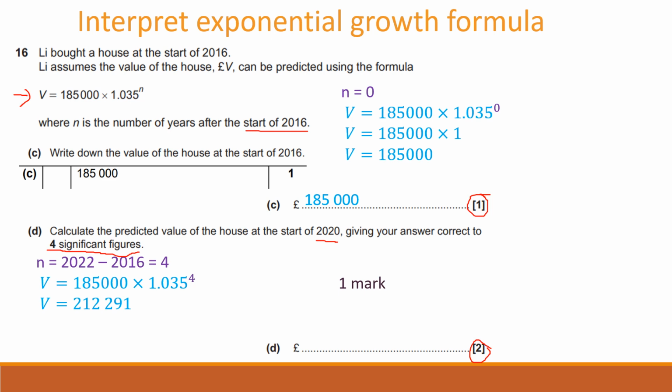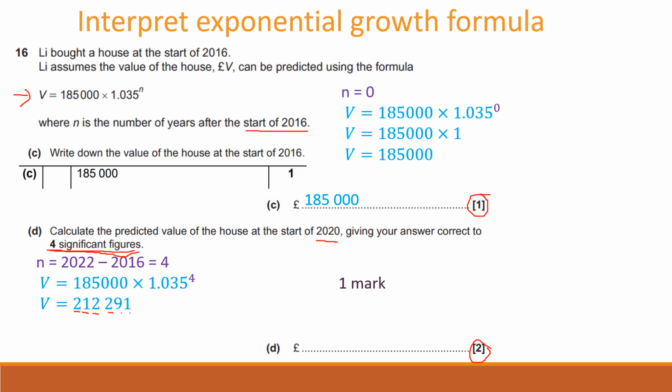So if you type that in, you should get the answer 212,291. But the question says write your answer to 4 significant figures. So if you wrote that, you will only have got 1 mark. Here I have got 1, 2, 3, 4, and there are actually 5, 6 significant figures in the answer that I've just written down. But we've got to write the answer to 4 significant figures.